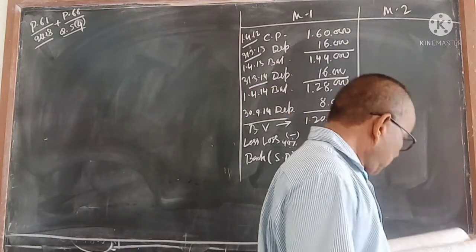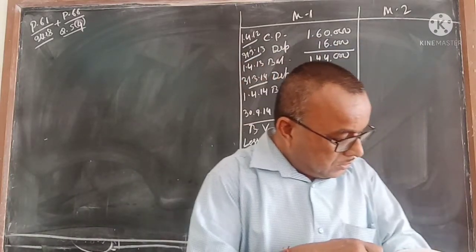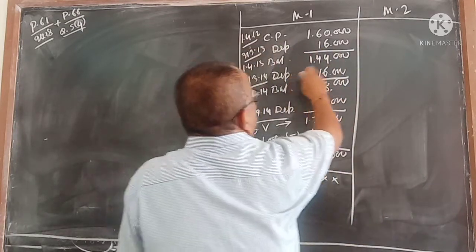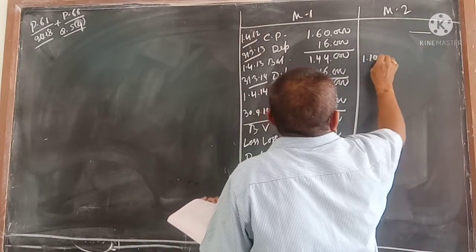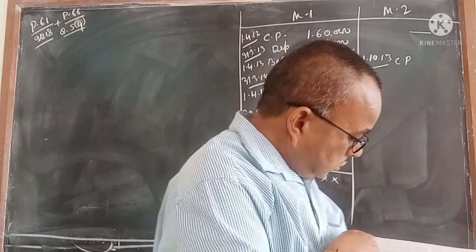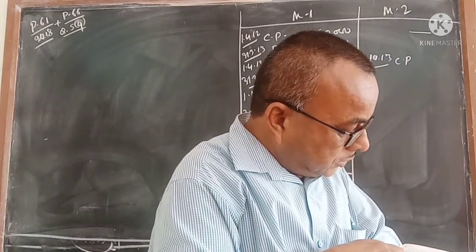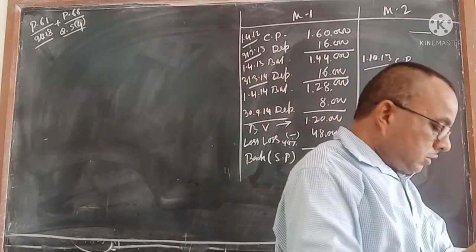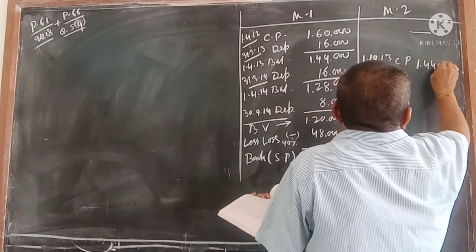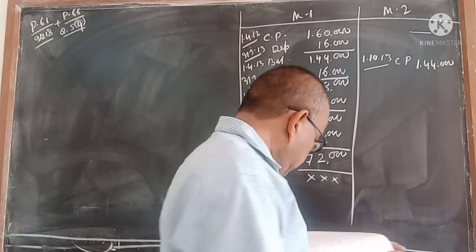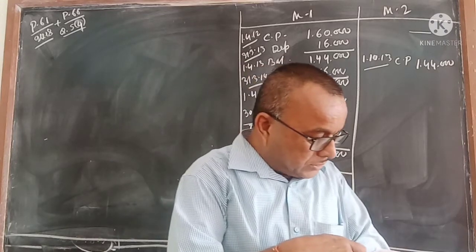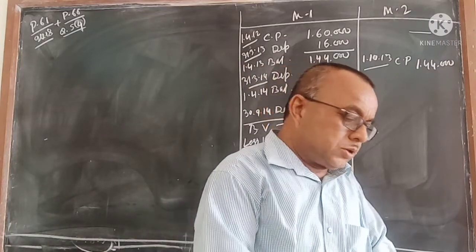Now machine 2. Machine 2, how did you buy? The machine 2 you bought on 1/10/13. Its CP was 136 plus 8, so it comes to 1,44,000. Do you understand now? 1,36,000 plus 8,000 is 1,44,000.